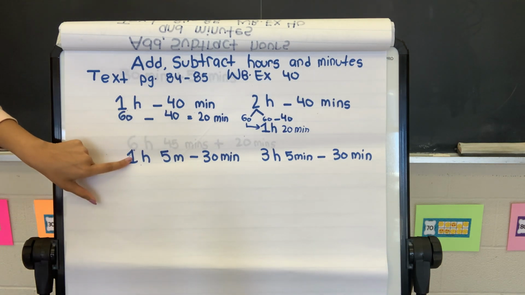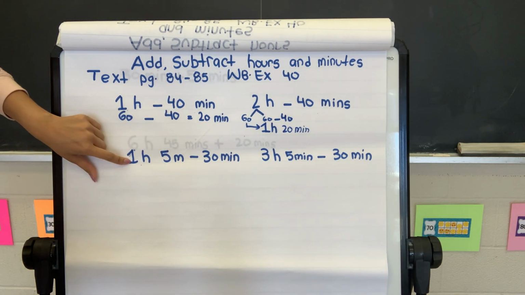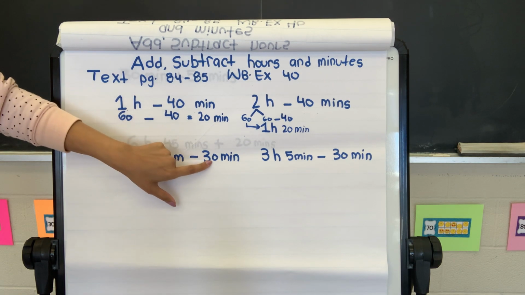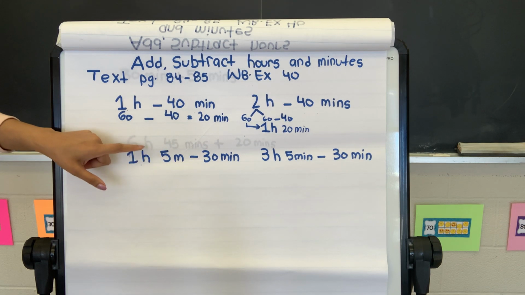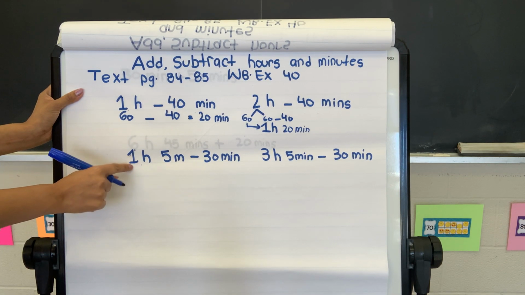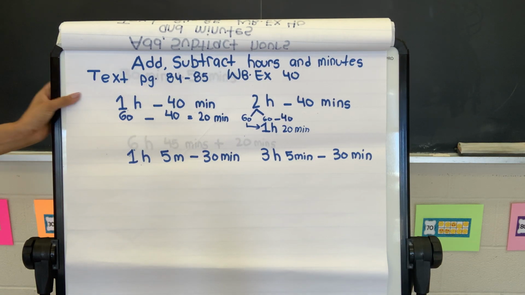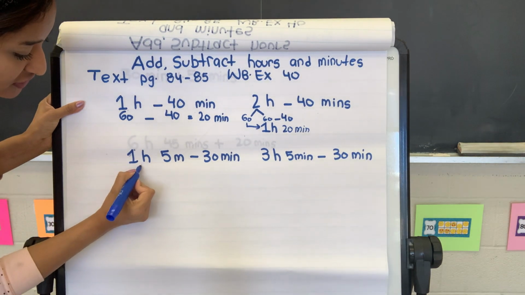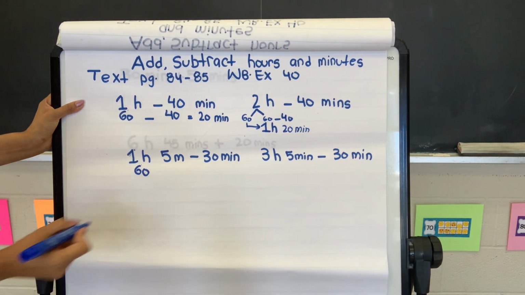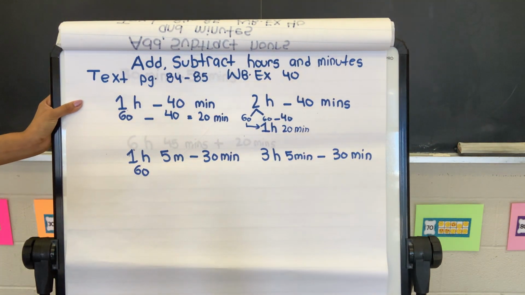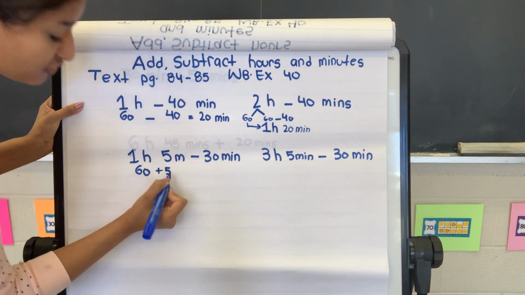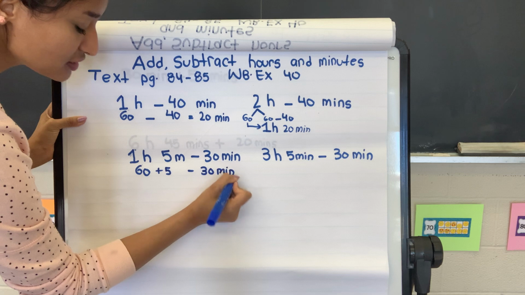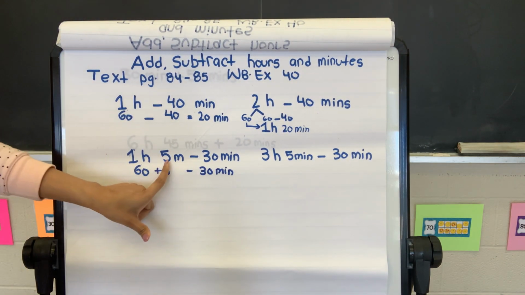Let's look at our third example. Now in our third example, I have 1 hour and 5 minutes and I need to take away 30 minutes. So I have 1 hour, 5 minutes. Now I know that again, my 1 hour means how many minutes? It means I have 60 minutes. So I have 60 minutes and I have 5 minutes. That gives me plus 5, right? And we need to subtract 30 minutes. So I am not going to touch my 5.